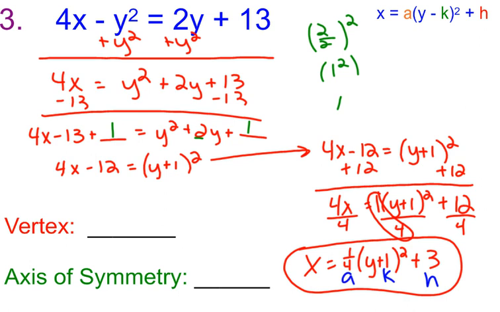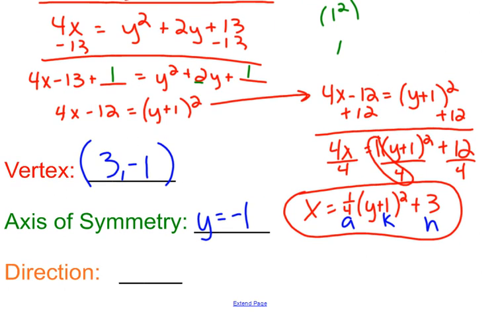So I would say that my vertex is 3, -1. My axis of symmetry is that horizontal line that cuts that parabola in half. So it's y equals -1. And my direction, it's asking me, does it open to the right or the left? Well, since my a value is 1/4, that tells me it's positive and it opens to the right.